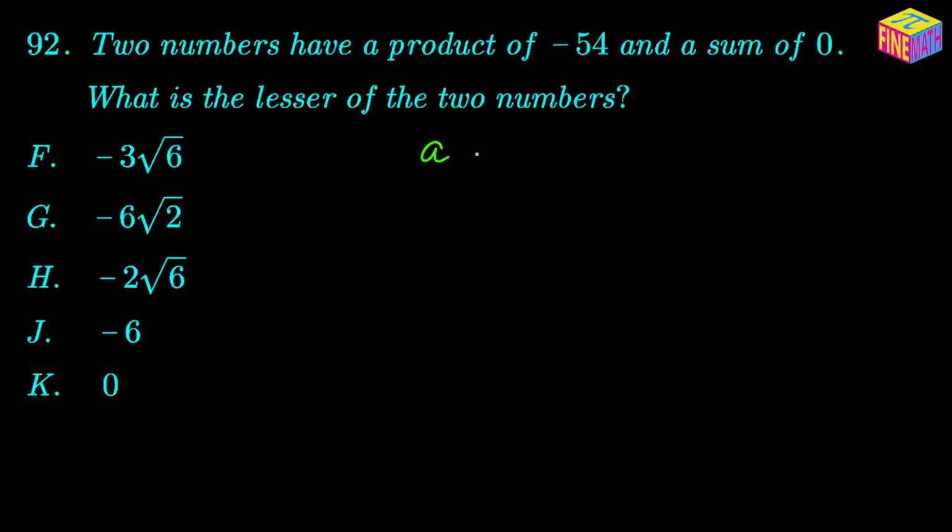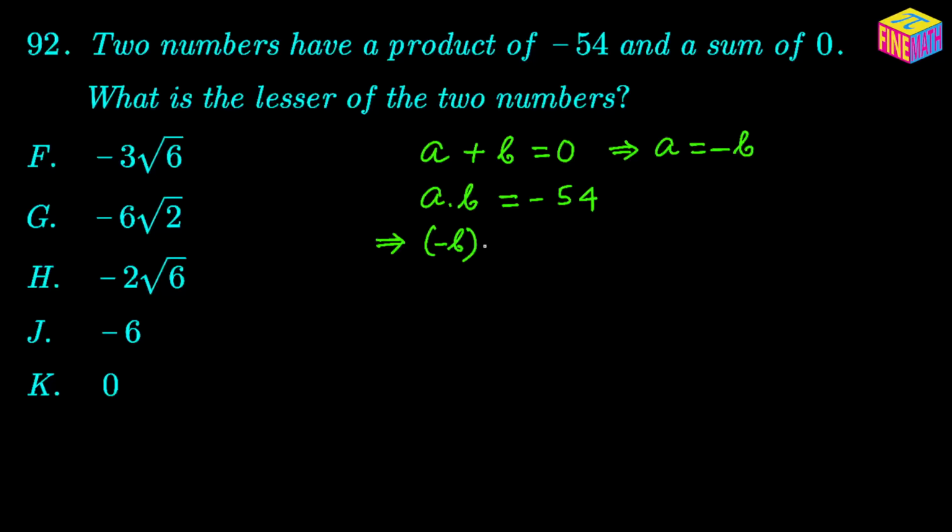So if you assume that the two numbers are a and b, then a plus b is equal to 0, that is their sum, and also we have been told that a times b is equal to negative 54. Now from this sum, can we say that a is equal to negative b? So now I am going to substitute negative b in place of a in the second equation here, right? So from the second equation, can we say that negative b times b is equal to negative 54?